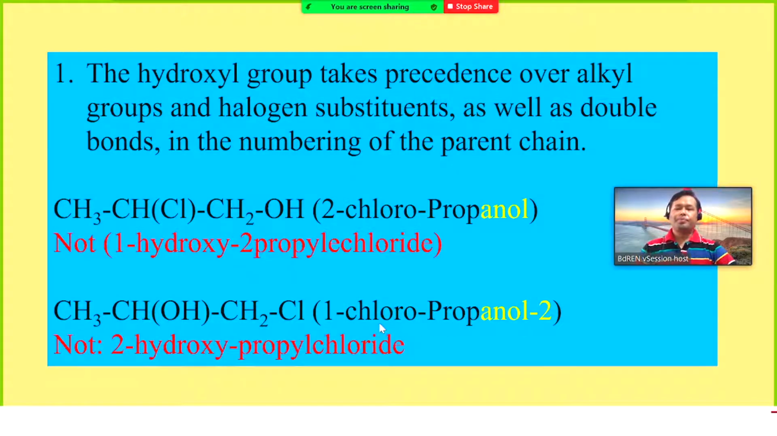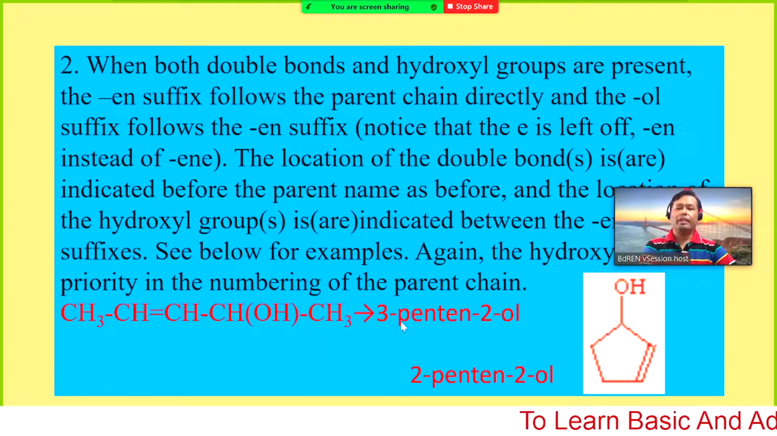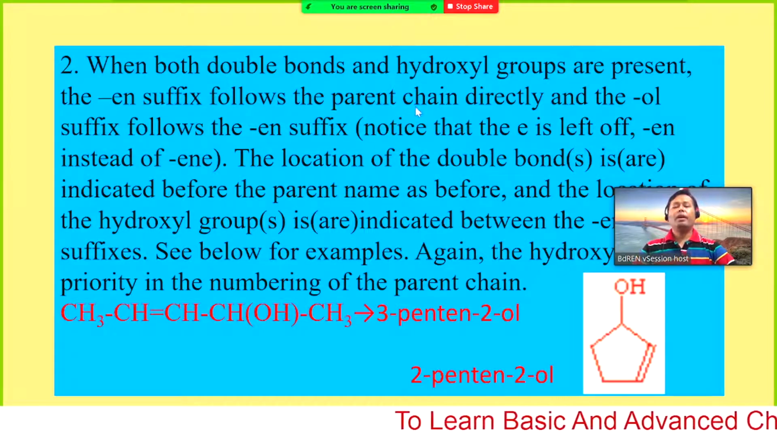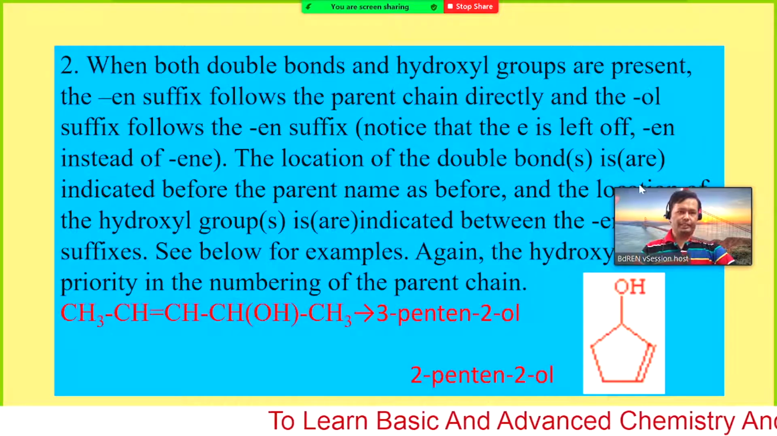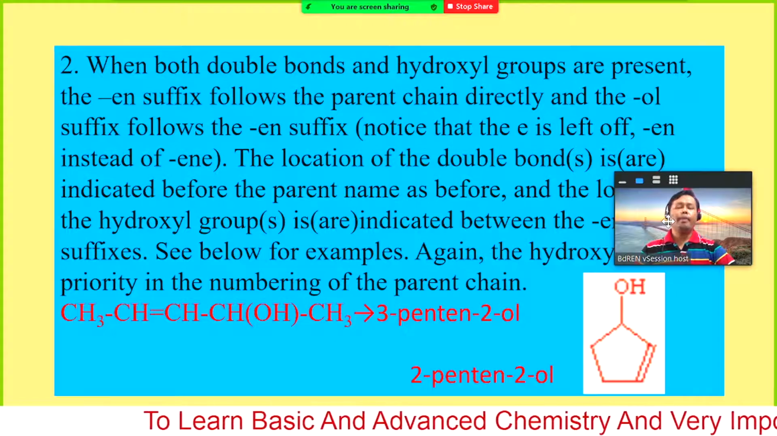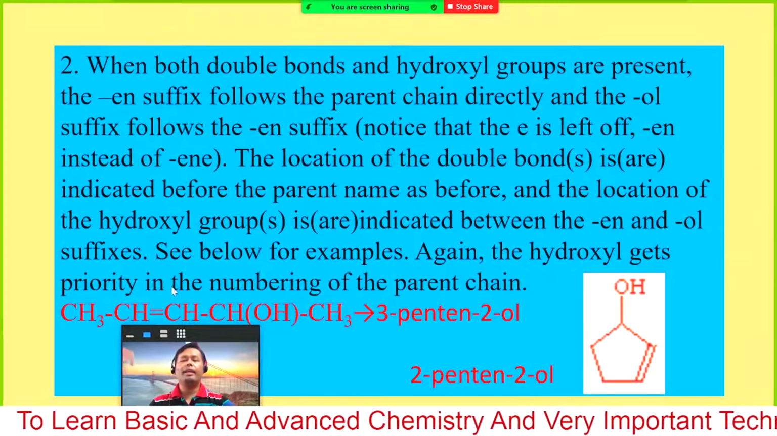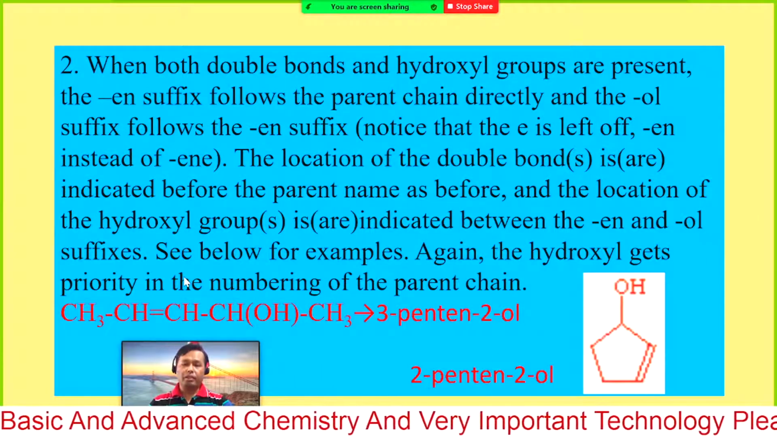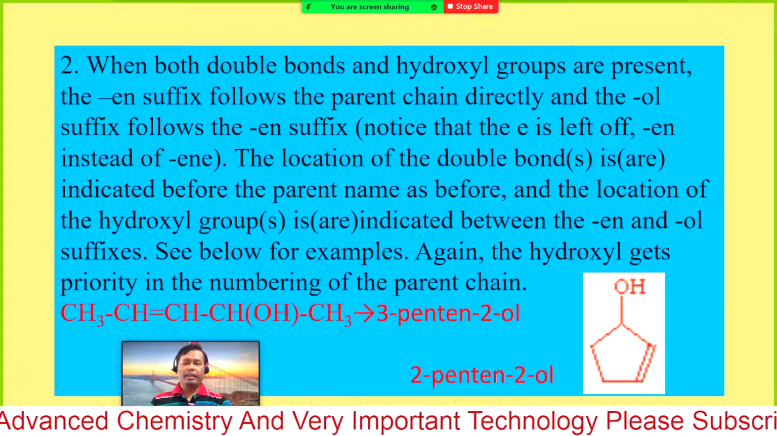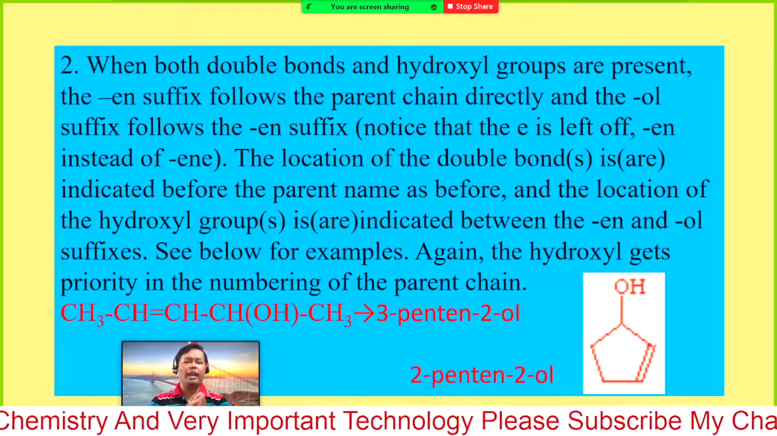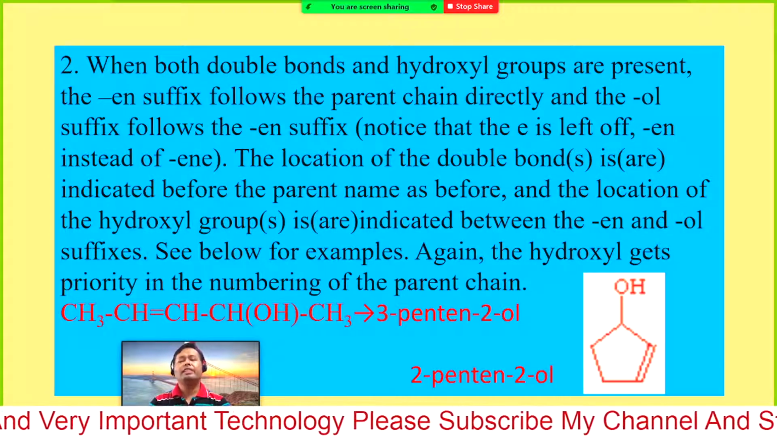So propan-2-ol. Okay. When both double bonds and hydroxyl groups are present. So if we have an alcohol containing a double bond and also a hydroxyl group, in that case you need to change the suffix a little bit.